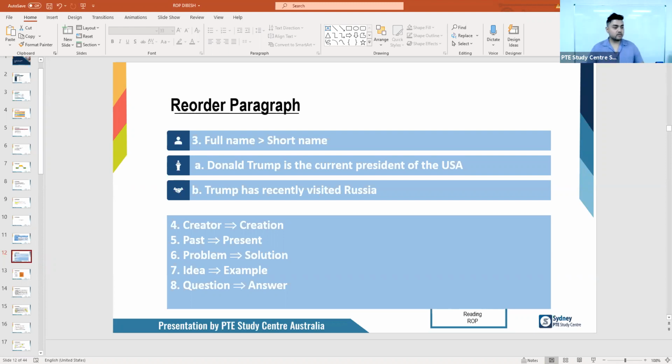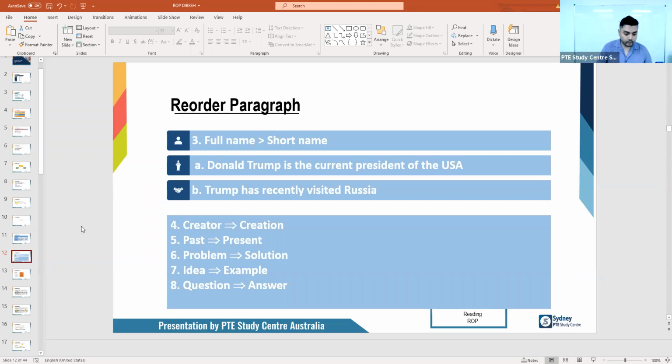Same with the past and present. First we need to introduce the past, and then we will come to the present. Same with the problem and solution. First we need to have the problem, and then we talk about the solution. So that's the order of the sentences, guys. First problem, and then second solution. Same as with the idea and then example. Whereas when you talk about question and answer, you need the question first to identify the answer. So first question and then answer. So that's how your order in reorder paragraph goes, that's how the overall meaning flows. So: full name, short name, past to present, creator to creation, problem to solution, idea to example, question to answer.